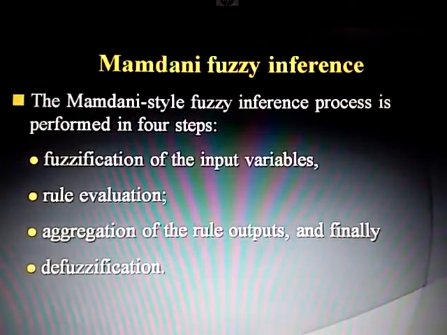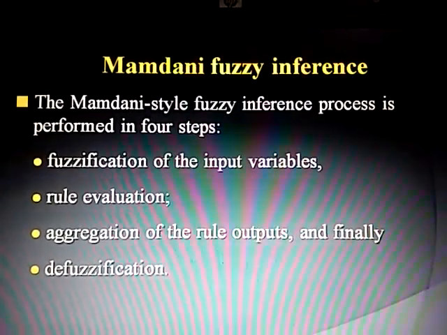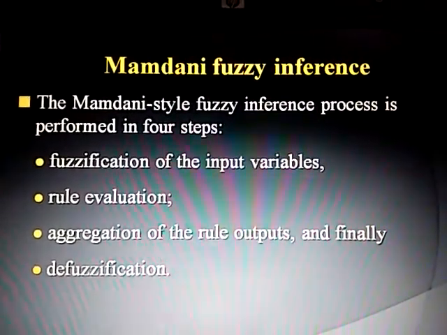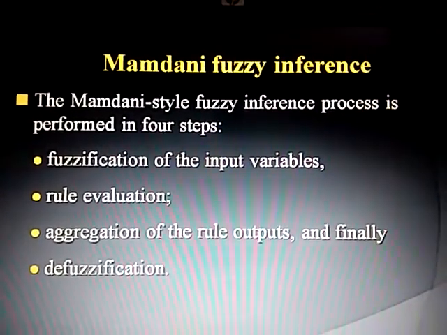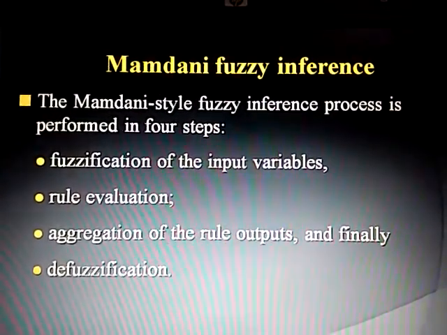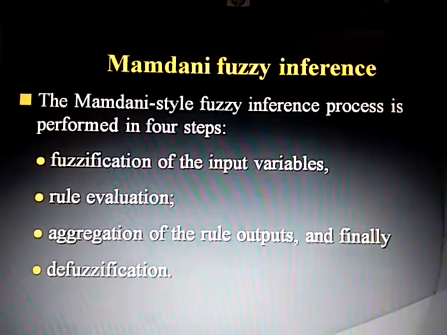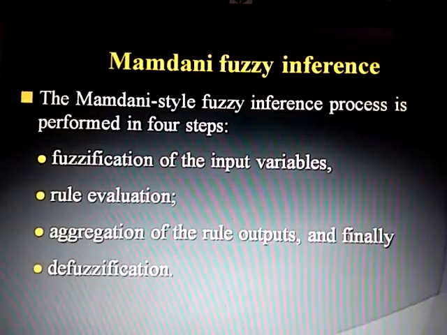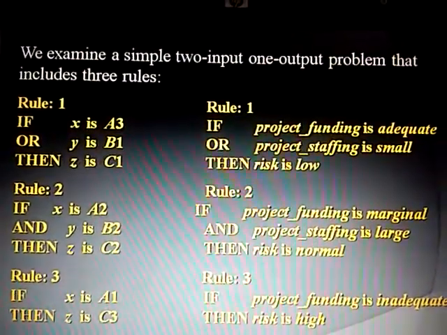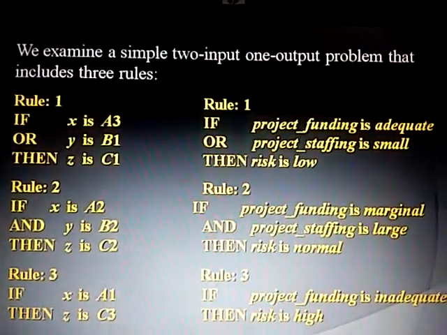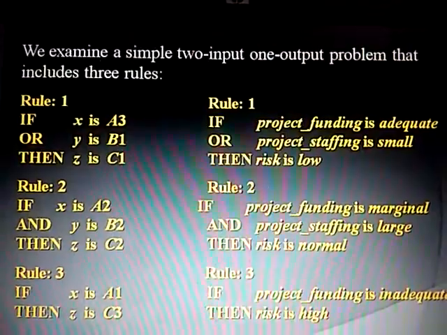The Mamdani fuzzy inference process is performed in four steps. The first is fuzzification of the input variables. Second, rule evaluation. Third, aggregation of the rule outputs. And finally, defuzzification. We examine a simple two-input, one-output problem that includes three rules.